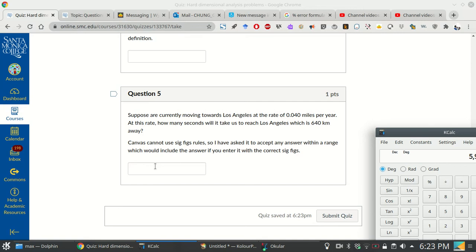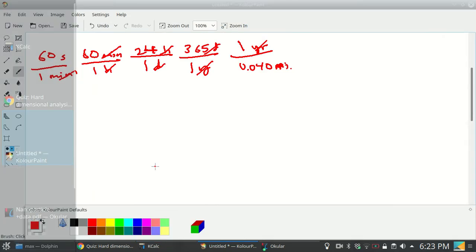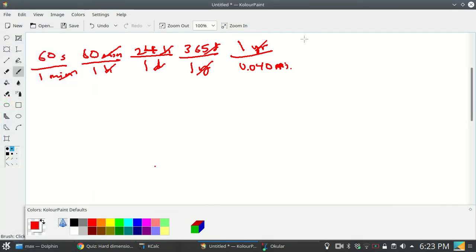So, okay, so how many miles are there in a kilometer? In 1 mile, there are 1.609 kilometers, all right? And now I got to get rid of the kilometers. To get rid of that, I put the 640 kilometers. This only has 2 sig figs, by the way. So kilometers will cancel. And now I'm going to do, Alexa, what is 60 times 60 times 24 times 365 divided by 0.04 divided by 1.609 times 640?